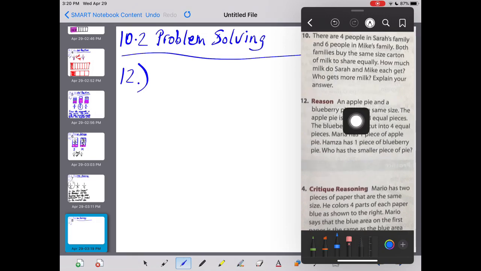All right, let's move on to number 12. Here, let's read this. An apple pie and a blueberry pie are the same size. Okay, same size pies. The apple pie is cut into 3 equal pieces. The blueberry pie is cut into 4 equal pieces. Maria has 1 piece of apple pie. Hamza has 1 piece of blueberry pie. Who has the smaller piece?